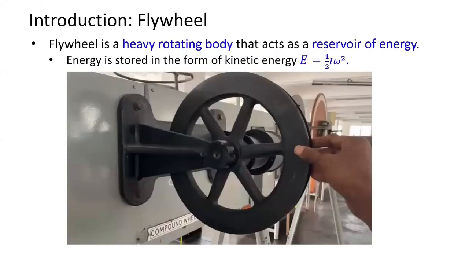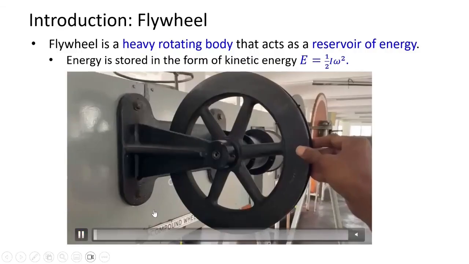Now, getting back to the flywheel, that is our topic. In simple terms, it's a heavy rotating body that acts as a reservoir of energy. So it can store energy. It's a rotating body, so obviously it can store energy in the form of kinetic energy. That is, for a rotating disk, it is half I omega squared, where I is the moment of inertia about the axis of rotation, and omega is the angular velocity.